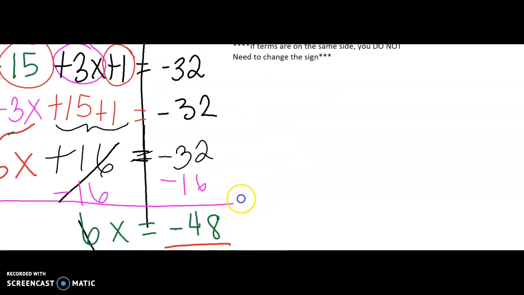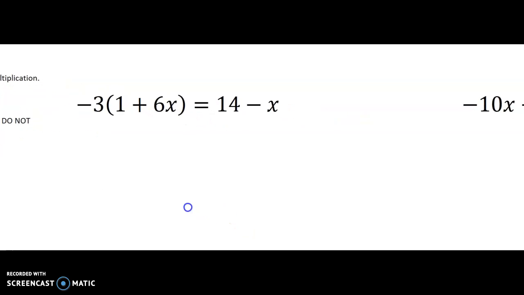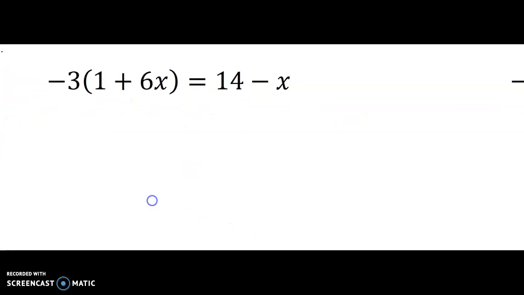So let's go ahead and try the next example. Make sure that you wrote down the notes if you need to. Alright, so here, the first thing you want to do is ask yourself, what needs simplifying? So to know where to start, you got to ask yourself that question. What needs simplifying? Is it the left side?